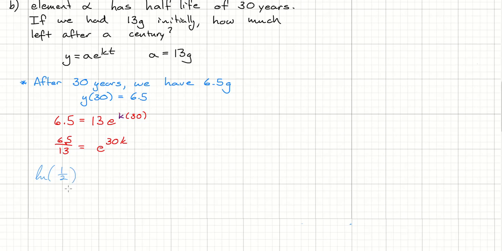You could write 0.5 if you wanted to. I took the natural log and I just simplified this down instead of writing it. You could keep it 6.5 out of 13 if you want to. Equals 30k, and I'm using my exponent property. And I'm not even going to bother writing the other part.